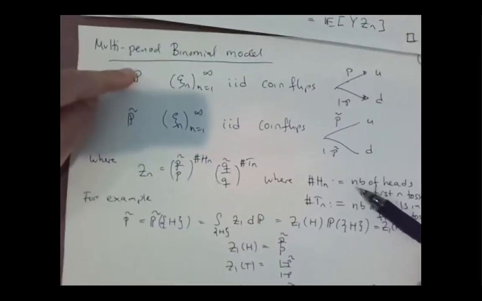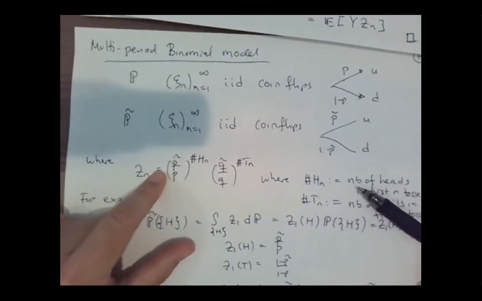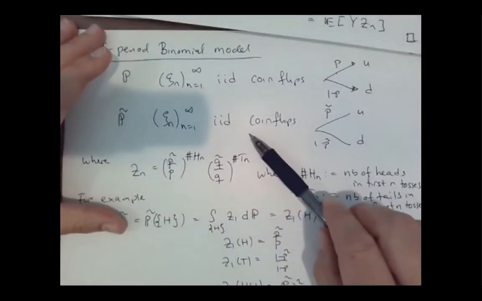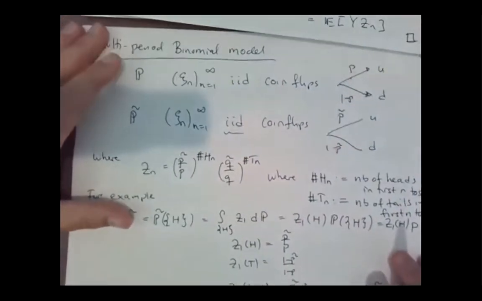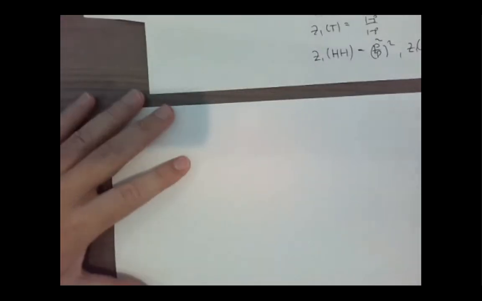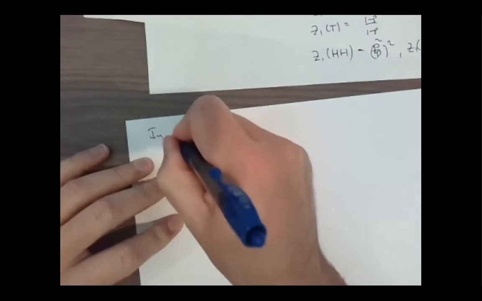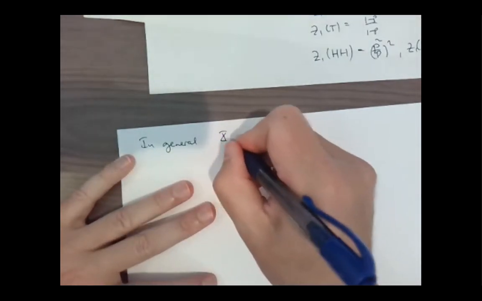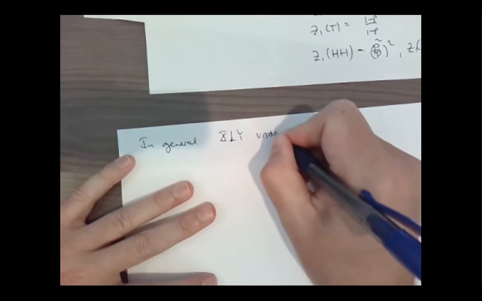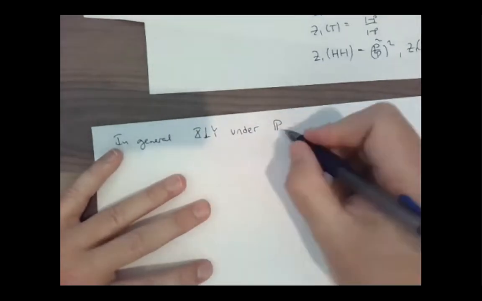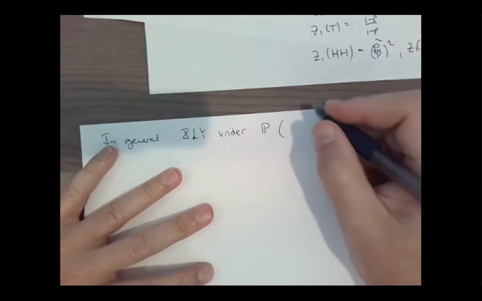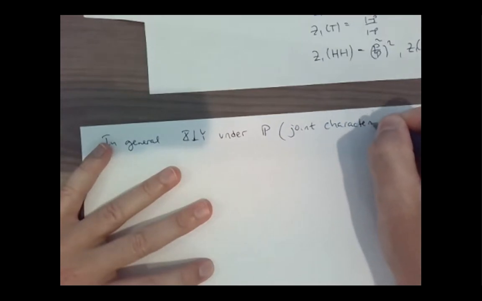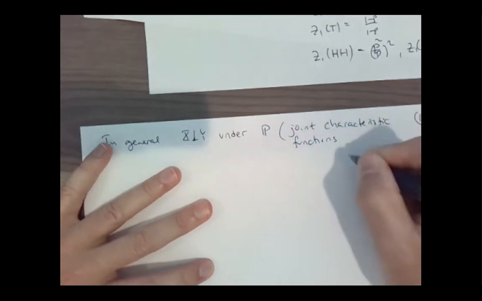So I have a measure P and I have a measure P tilde, and you relate them with this Radon-Nikodym derivative. And so how can I just say that they are IID? We should prove that they are IID. So in general, if I take two random variables, if I have X independent of Y under P, remember, how do we prove something is independent? For example, you can look at the joint characteristic functions.